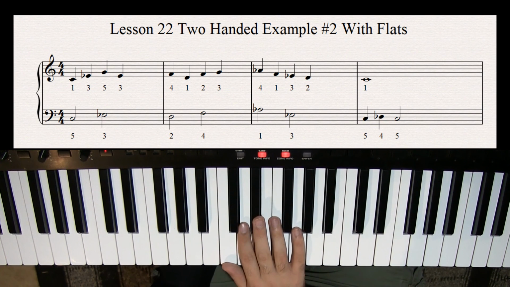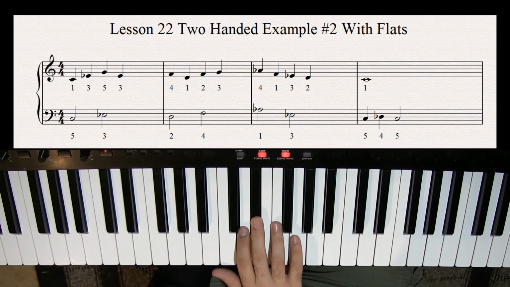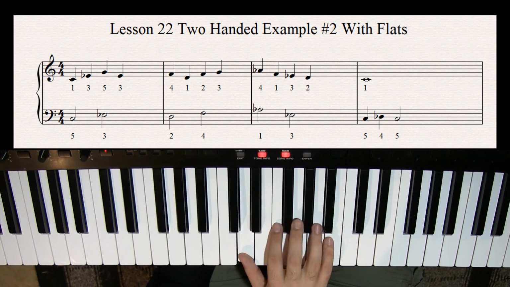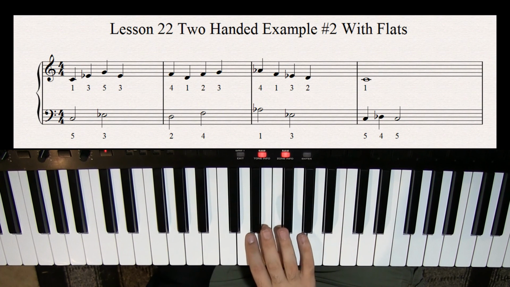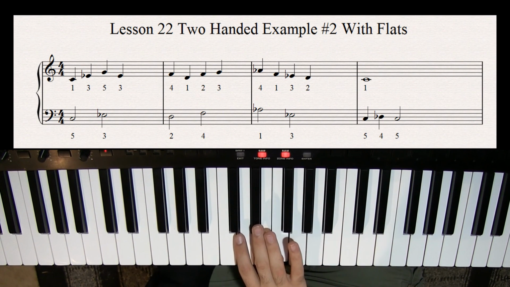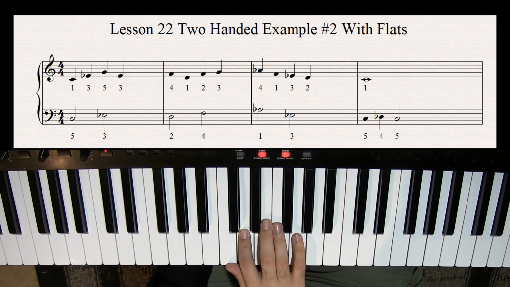So let's just go over the right hand. So the first measure, we have C with 1, E flat with 3, G with 5, E flat with 3, and then the next measure, we have F with 4, D with 1, F with 2, so we're kind of switching the fingers here to give us some room, G with 3, and then the third measure, A flat with 4, F with 1, so we're kind of doing a crossover here, and then we have E flat with 3, D with 2, and then lastly we have C with 1, whole note there.